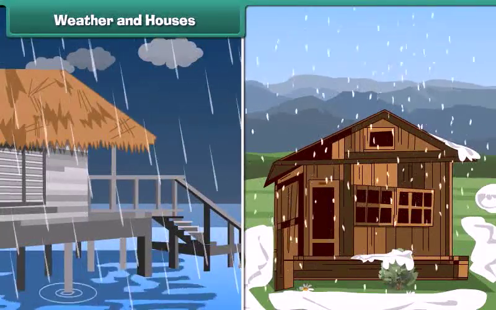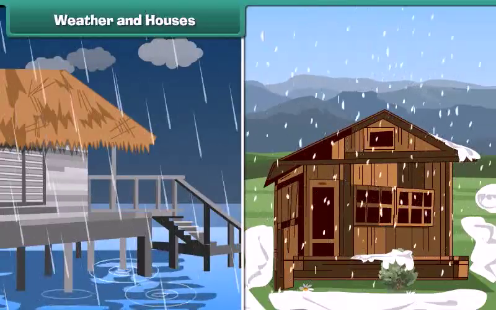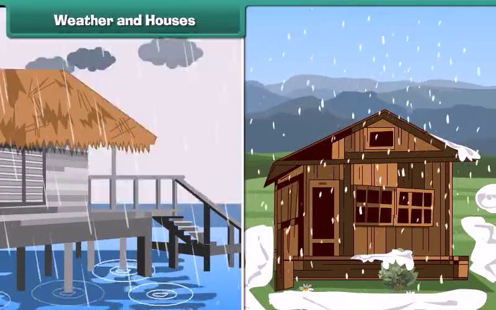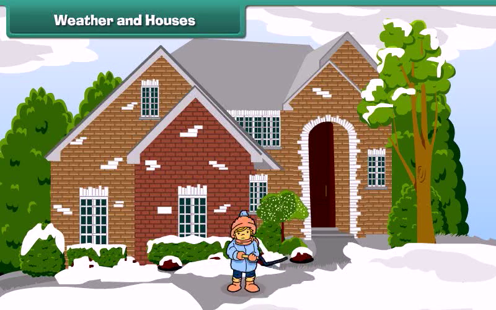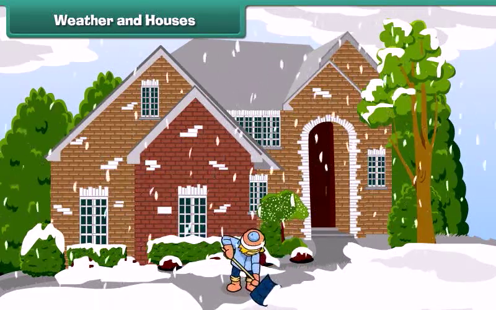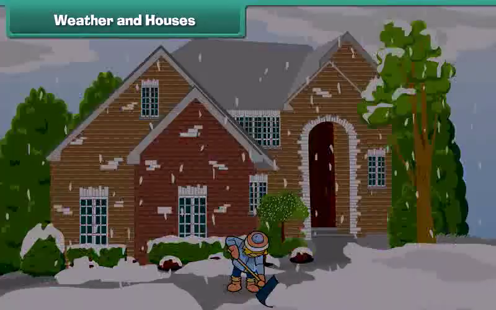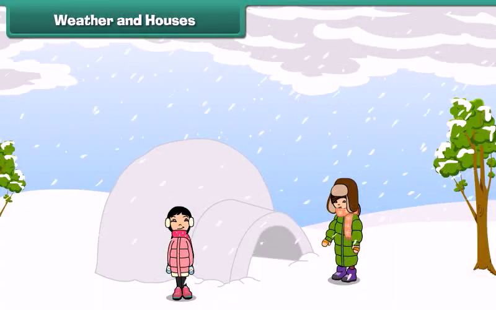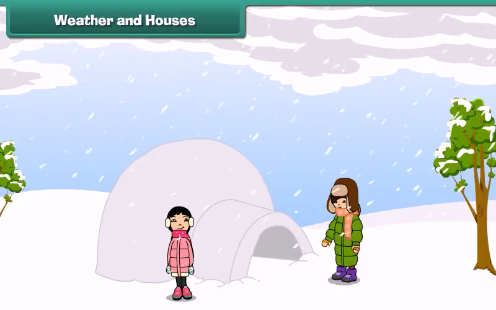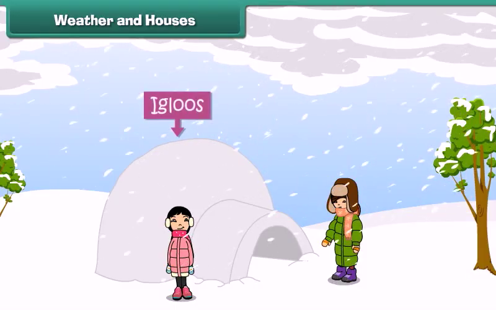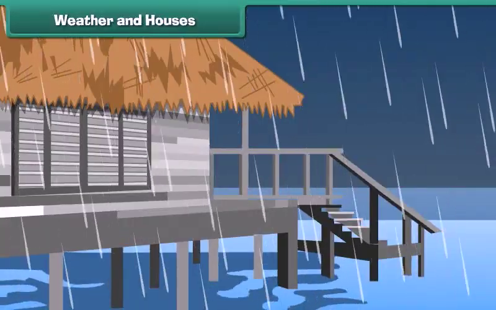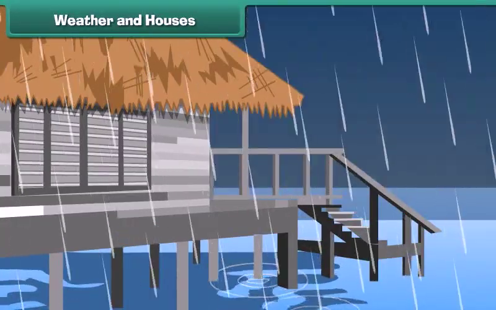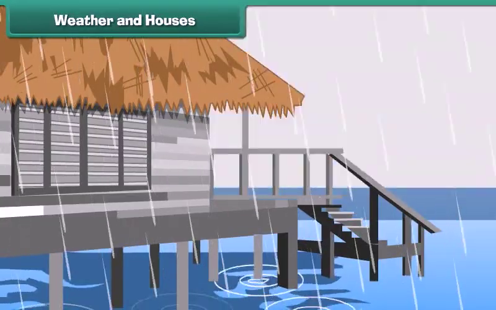Weather and houses. Weather determines the structure of houses in a particular area. Houses with sloping roofs are seen in mountainous regions. Sloping roofs prevent accumulation of snow and water on roofs. In areas that experience heavy snowfall, special types of houses known as igloos are found. Stilt houses are common in areas that receive heavy rains. Such houses protect people from floods.